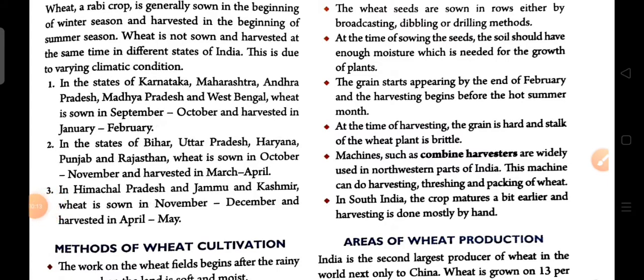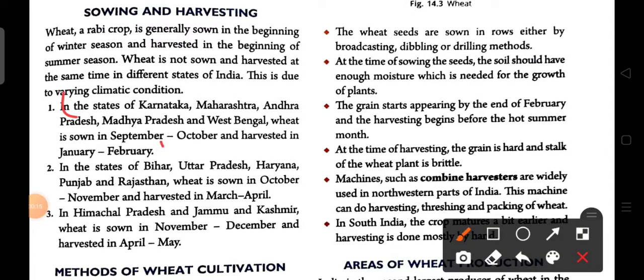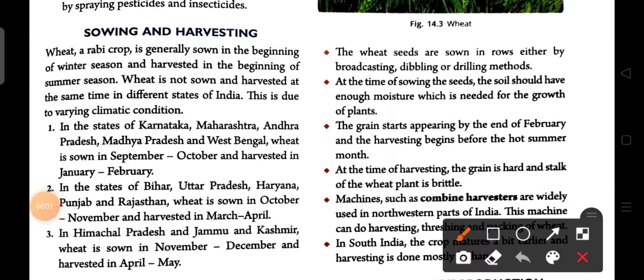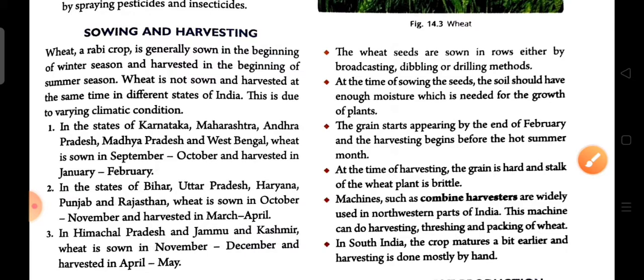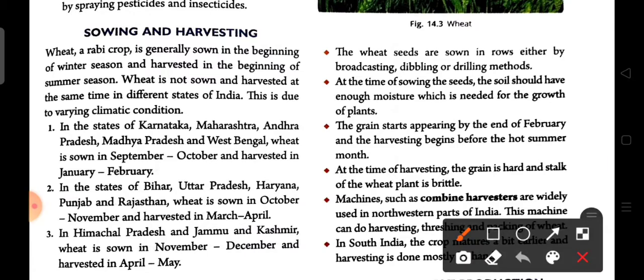So here we can see these are the states of the central and the southern region where the wheat is sown and harvested from September to February. Next to this, these are the states that are present in the eastern and western part of India that sow and harvest from October to April. After this, in the northern region of India, in the states of Jammu and Kashmir and Himachal Pradesh, wheat is sown and harvested from the month of November to May.